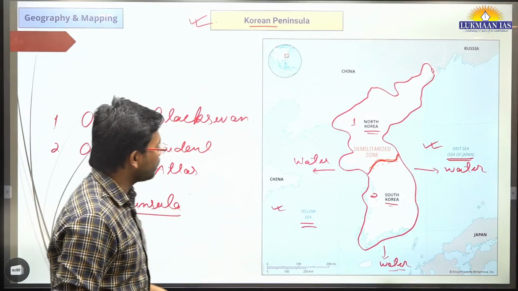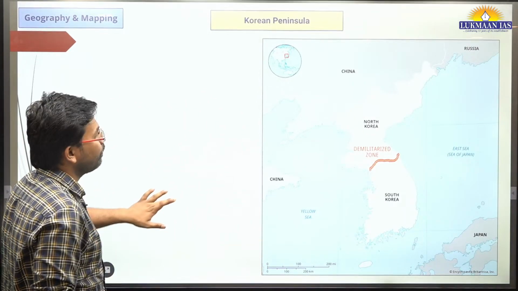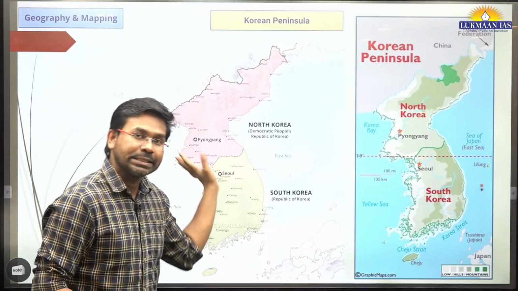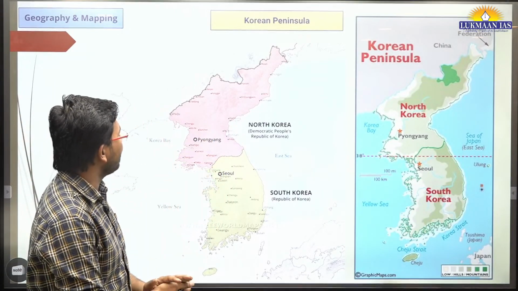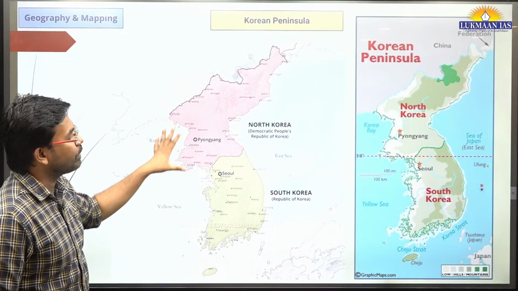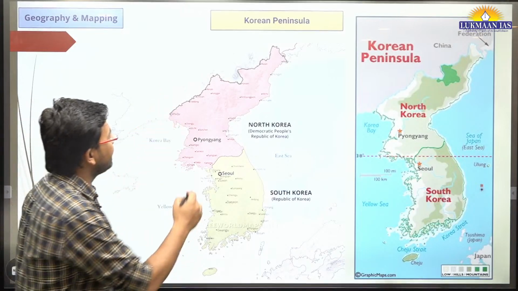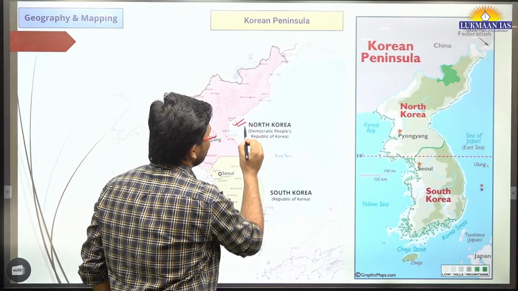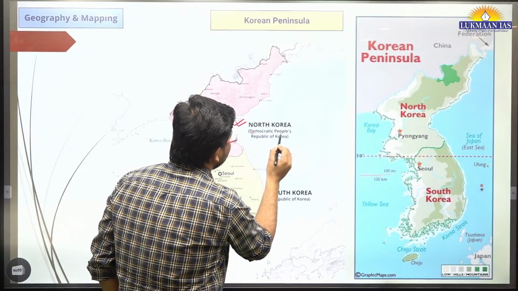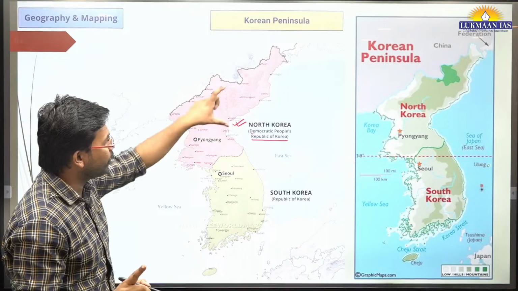Apart from this, we are also going to see another similar map where some more important regions are located. This is again the same map of the Korean peninsula, but it gives us a little more detail about the political structure of these two countries. To the north side, this is North Korea. Its official name is Democratic People's Republic of Korea. This is the official name of North Korea.